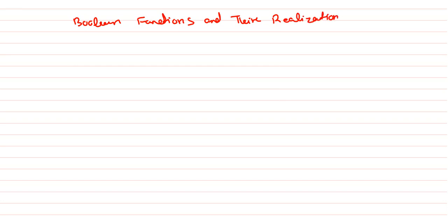So we'll start with today's topic, that is Boolean functions and their realizations. Boolean functions and their realizations. So what are Boolean functions? Let us first discuss that.